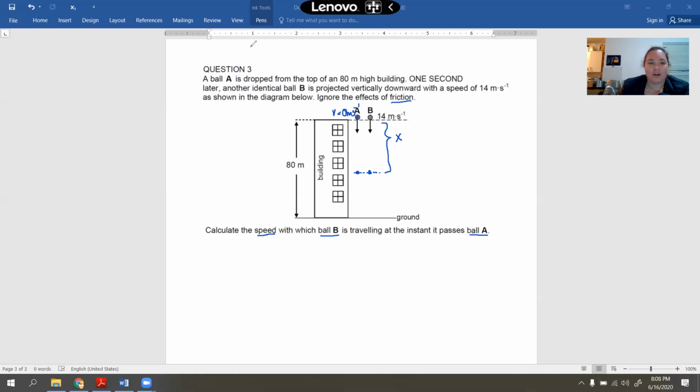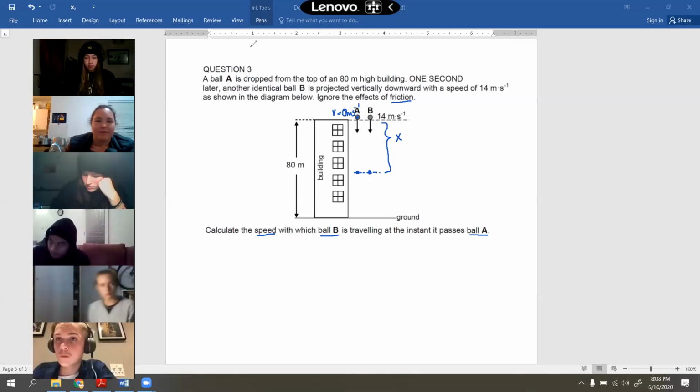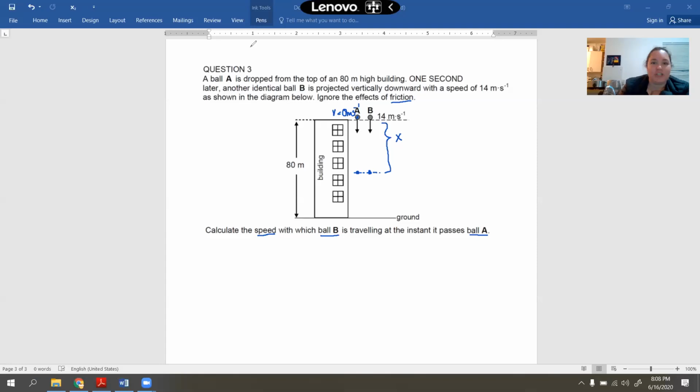All right, can I ask who so far has managed to figure out just their variables, VI, VF, A, delta T, and delta X for both balls? You don't have to have done anything more than figure out your variables. Okay, fantastic. So I'm going to quickly share that with all of you so that we can make sure that you're on the same starting place.